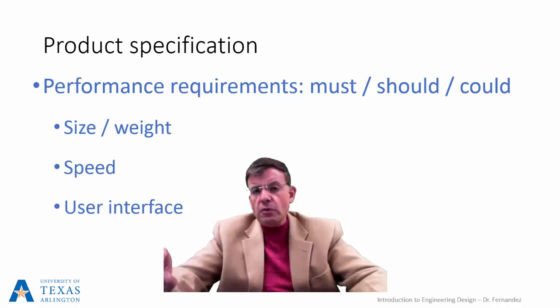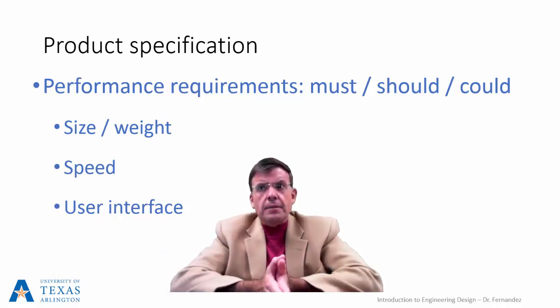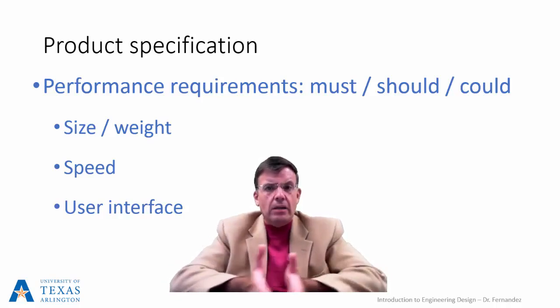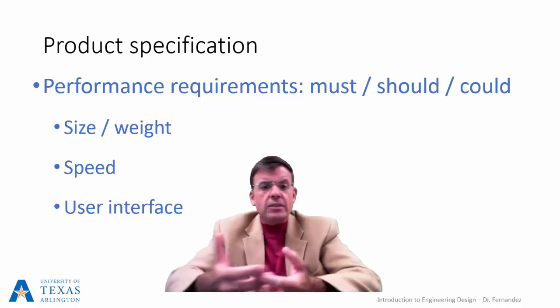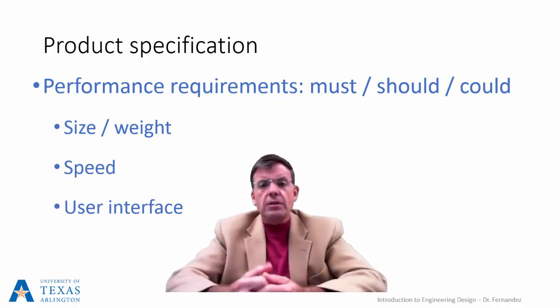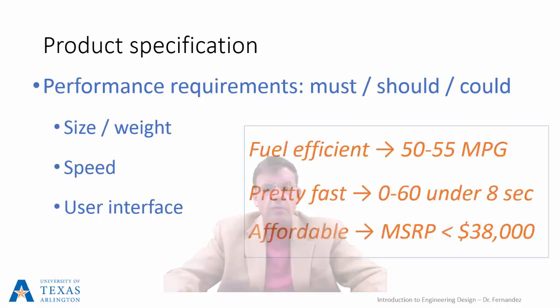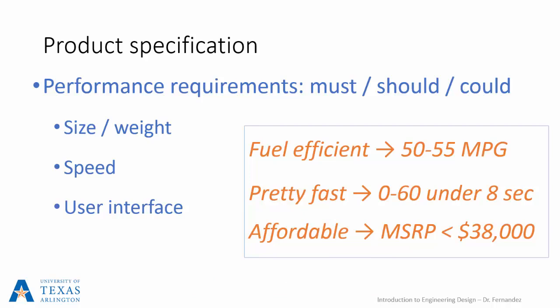Okay, so if you think in terms of performance requirements, we could speak of a scale to the extent to which a product will perform. So if you think in terms of size or weight, the speed, the characteristics of the user interface, those tend to be performance requirements. And as engineers, we want to make sure that those performance requirements are translated into quantitative values to the extent possible. Okay, so we don't just want a fuel efficient vehicle. We want a particular level of fuel efficiency. We don't just want something to go pretty fast, but we want to be able to accelerate to 60 miles an hour, say, in under 8 seconds.